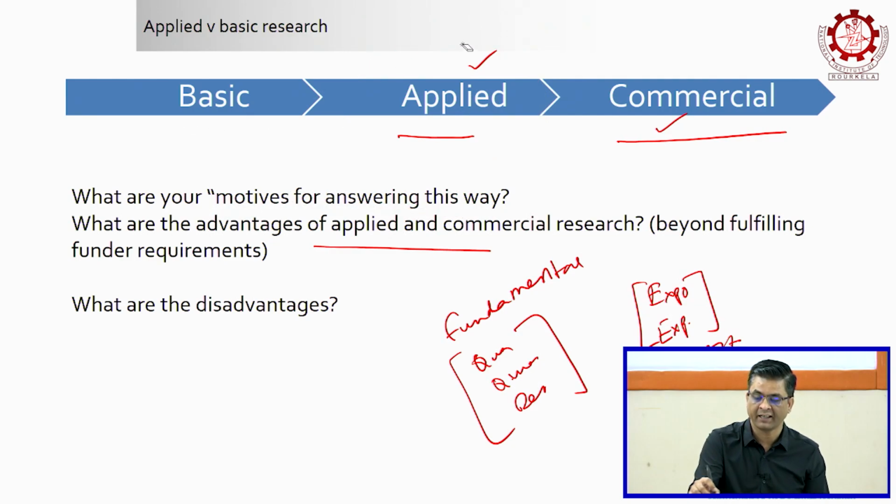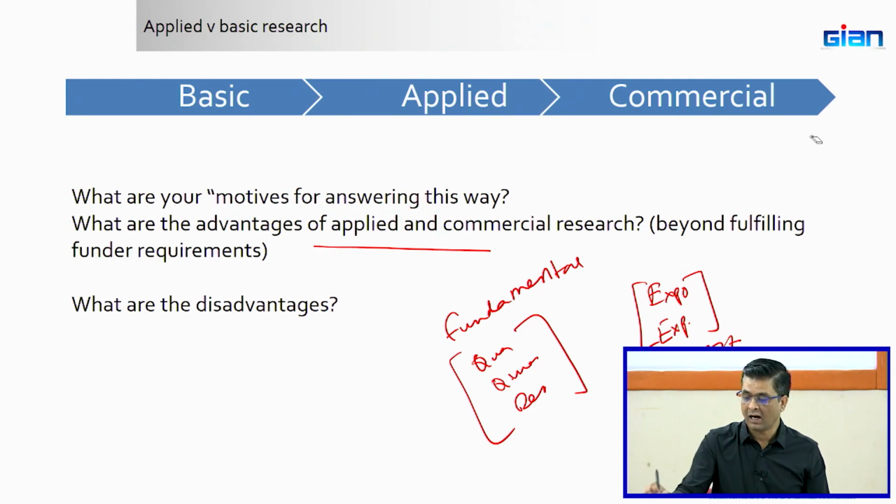Suppose you get a funding. You, as a PI or somebody running a project, want to develop a treatment strategy for wastewater by X, Y, and Z technology. Will it be applied research, or commercial research, or basic research? It will basically be applied research.